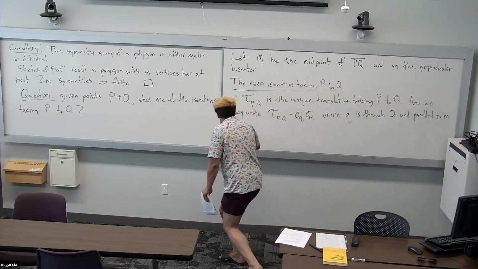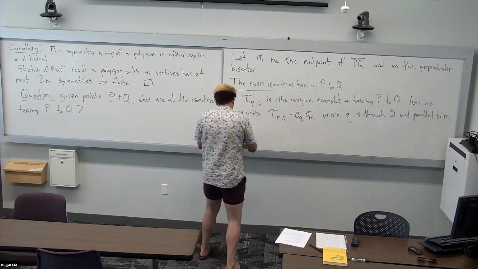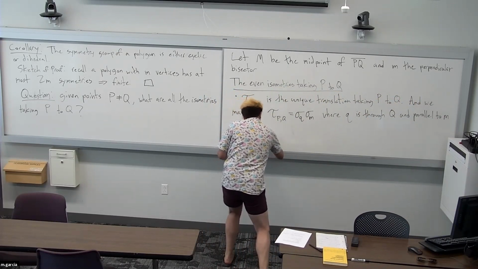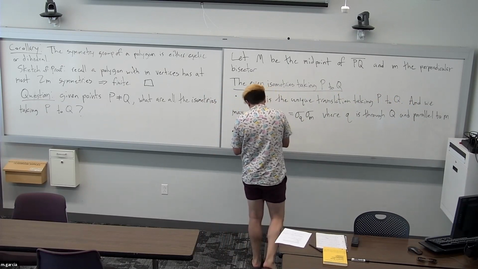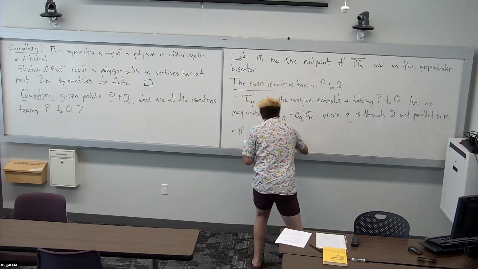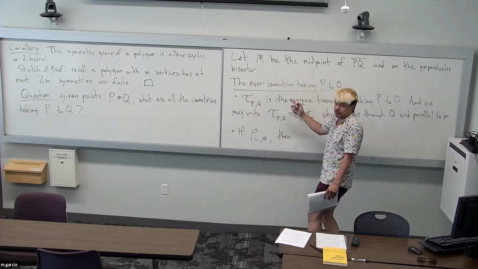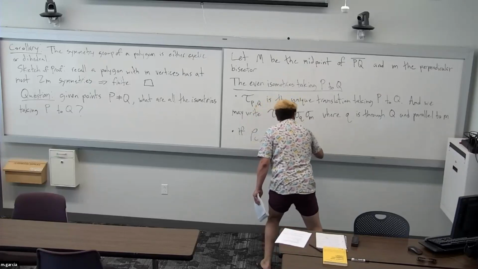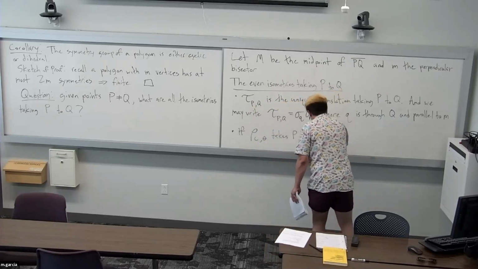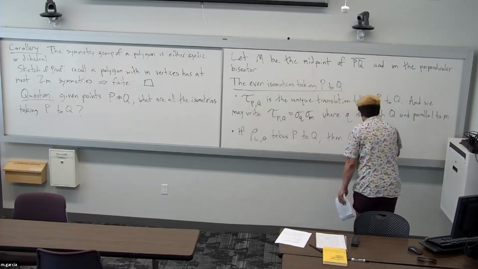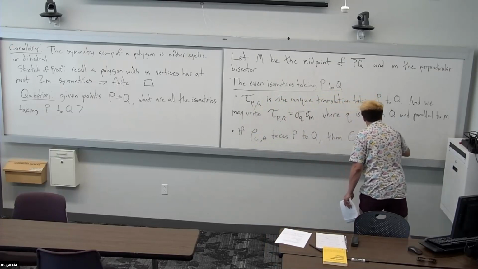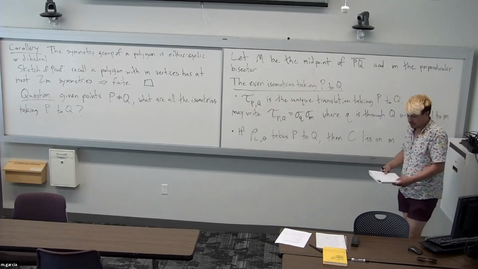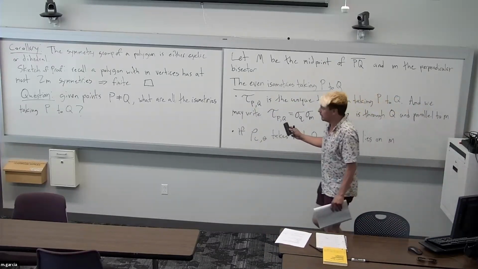Now, what about the case of a rotation? So let's say rho sub c comma theta is one of these isometries, takes P to Q. Then point C lies on M. So let me draw you a schematic here, just in case that's not completely clear.